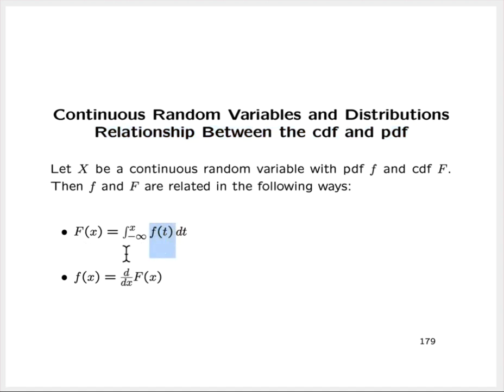In particular, by integrating the PDF from minus infinity up to the value specified as the argument of the CDF. In addition, the PDF can be obtained from the CDF by differentiation. So if we have a formula or expression, a differentiable function for the CDF, then we can take the derivative of that CDF, and that will give us the PDF.